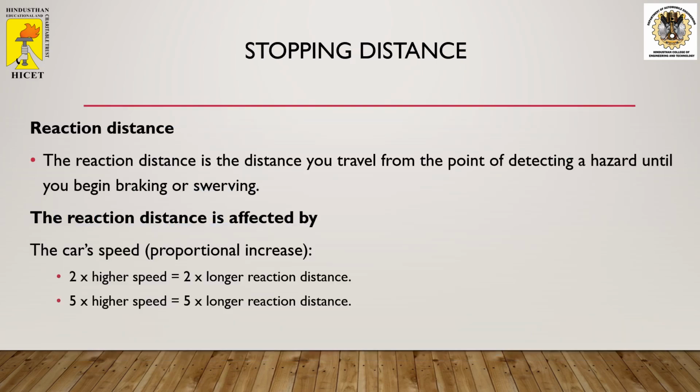As I explained in the diagram, the reaction distance is the distance you travel from the point of detecting a hazard until you begin braking or swerving. This clearly tells us that before braking, the driver needs some reaction time, only then can he stop the vehicle in time. The reaction distance is affected especially by the car speed. If the speed is two times, the distance is two times longer. If the speed is five times, obviously the reaction distance also increases by five times.